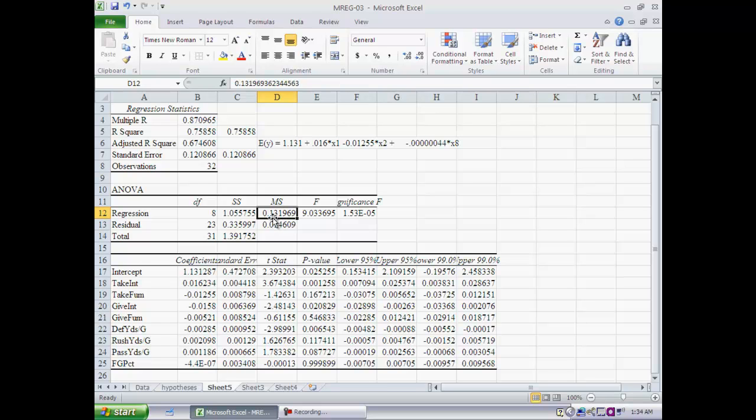So this 0.131 is the mean square, the variance of the predicted values, and the value below it, this 0.014, is the variance of the error terms, the difference between the predicted and the actual values. Now, intuitively, what would you expect?